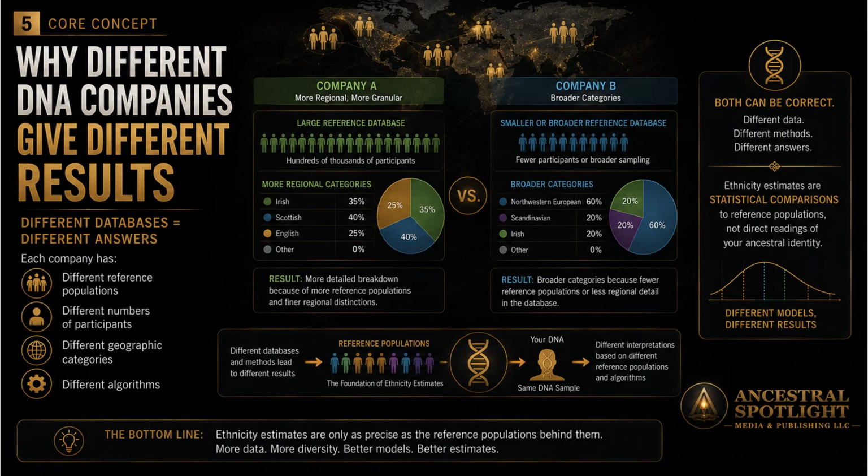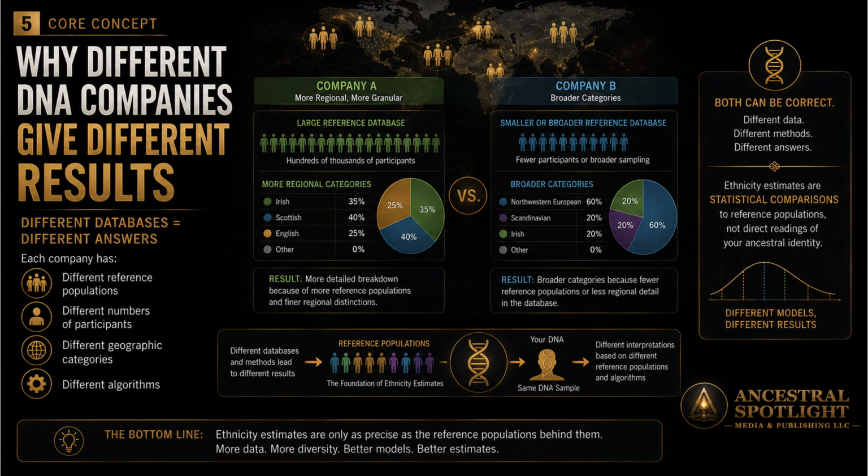A common surprise among DNA testers is receiving different ethnicity estimates from different companies. For example, one company may report 35% Irish, 40% Scottish, 25% English, while another may report 60% Northwestern European, 20% Scandinavian, 20% Irish. This does not necessarily mean one company is wrong. Each company has built its own reference populations using different groups of people and different methods of analyzing genetic similarities.